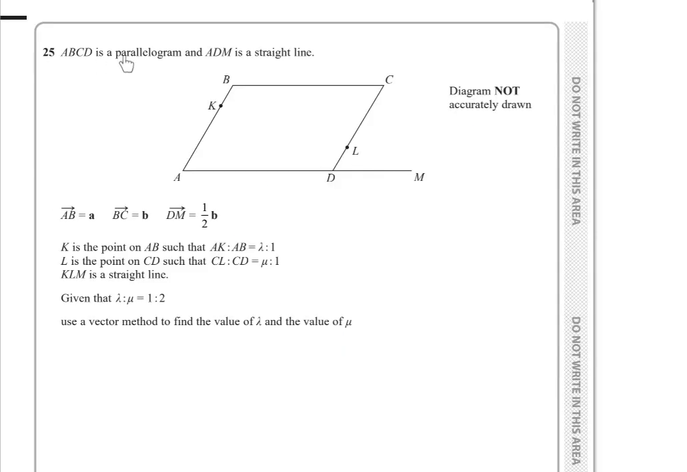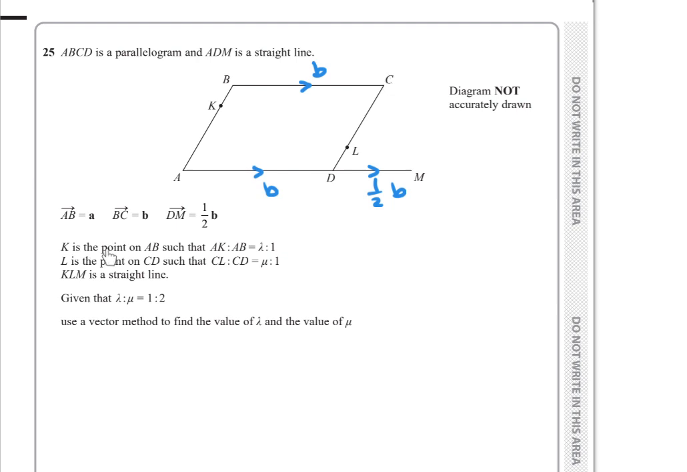25. ABCD is a parallelogram and ADM is a straight line. AB is vector a and BC is vector b, and DM equals half b, so it's better to label all that. So BC equals b, so you can deduce that AD equals b and DM equals half b, and AB is a and DC equals a.